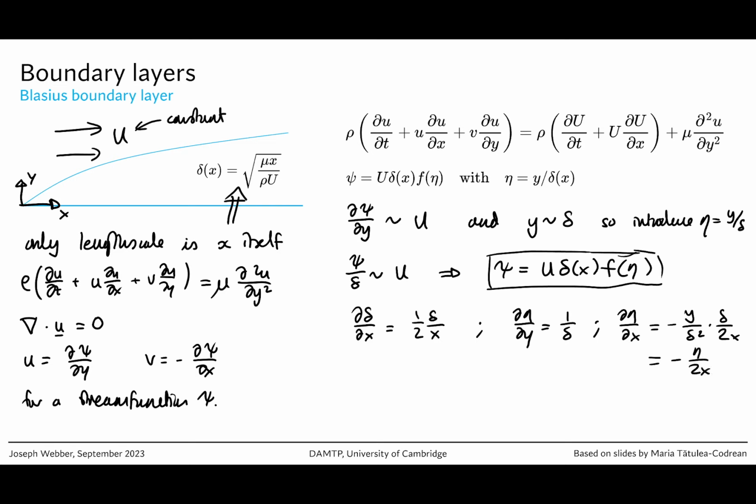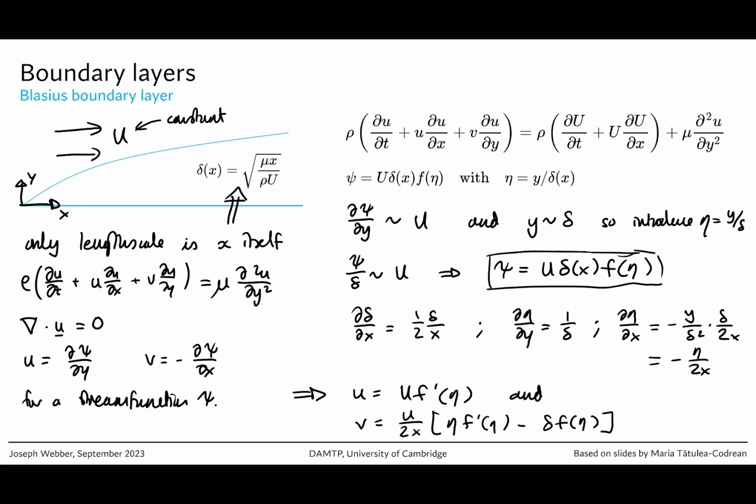Great. Okay, with these tools, that allows us to write u is equal to U f prime of eta, and v is equal to, this one's a little bit more involved. We have contributions from differentiating this with respect to x and differentiating this with respect to x. So we have a form that looks a little bit like U over 2x times eta f prime of eta minus delta f of eta.